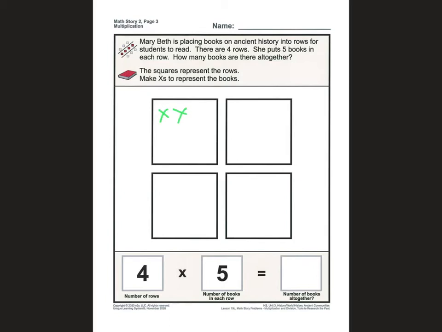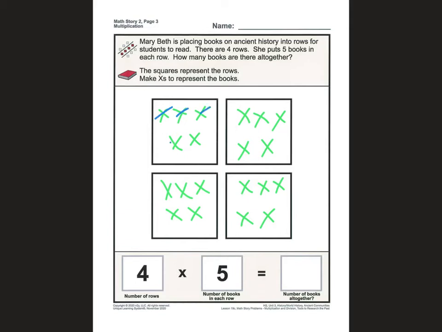1, 2, 3, 4, 5. 1, 2, 3, 4, 5. 1, 2, 3, 4, 5. 1, 2, 3, 4, 5. When we multiply, we count to find a total.